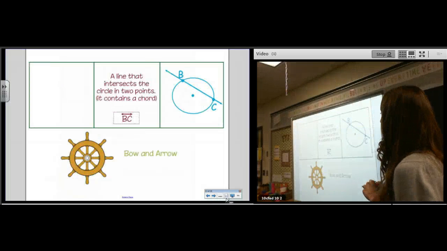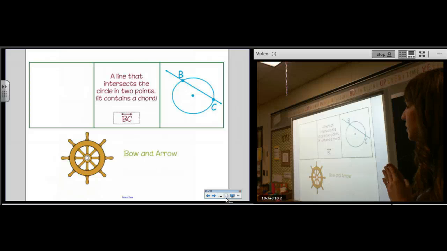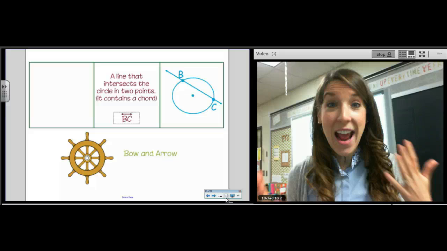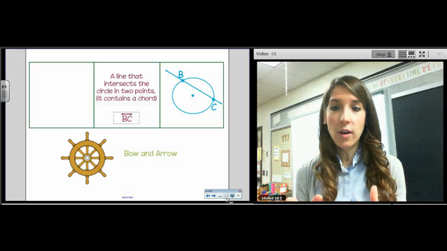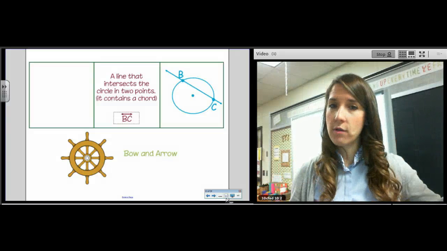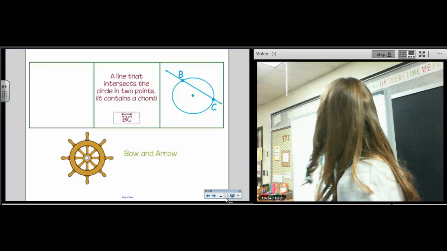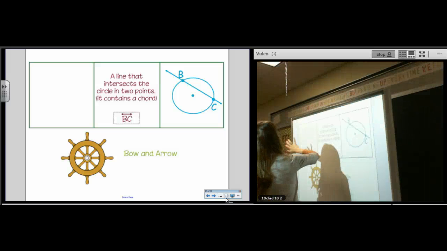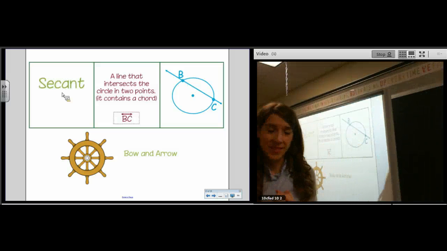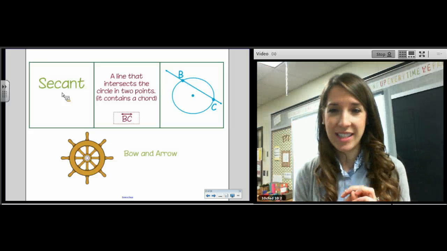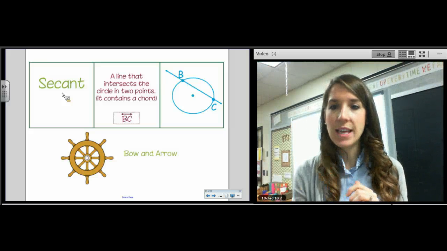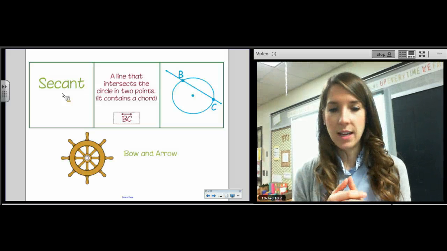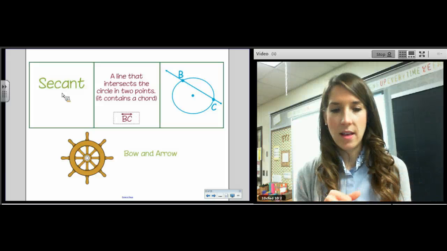Okay, the next word is a line that intersects the circle in 2 points. So it's like you take a chord and you put arrows on it. You take a chord and you make it go on forever and ever in both directions. So when you turn a chord, which is a segment, into a line, it is called a secant. The way you say that word is secant. So that is secant BC. Yes, it contains a chord, because the chord is the segment inside that line.